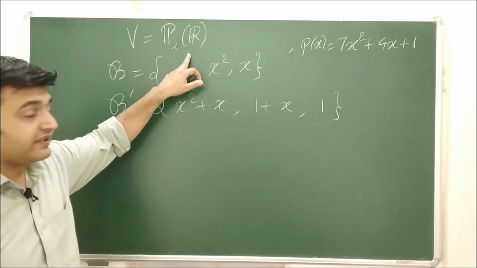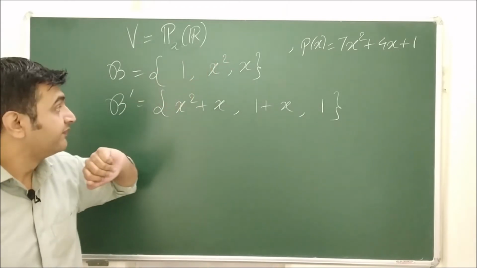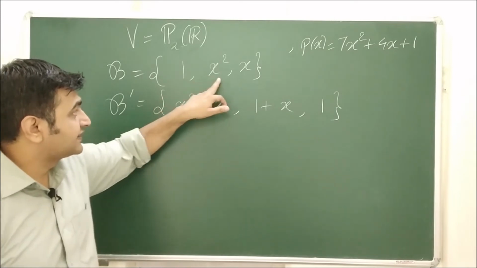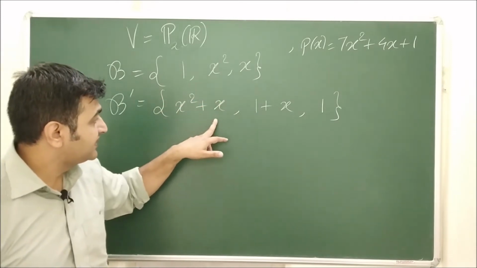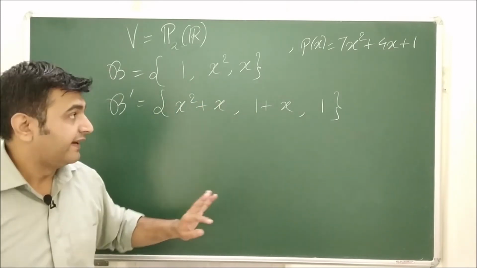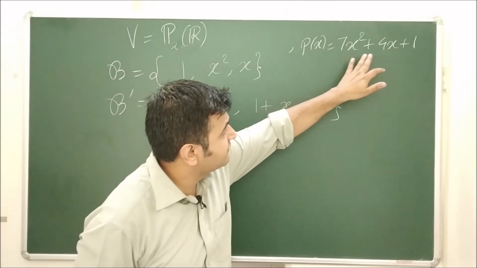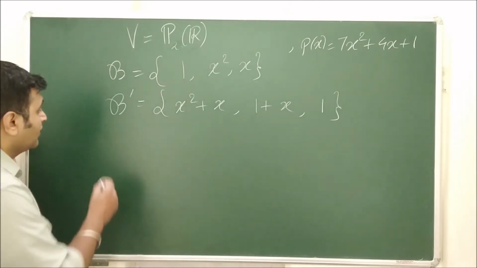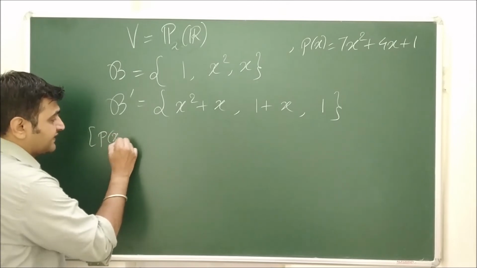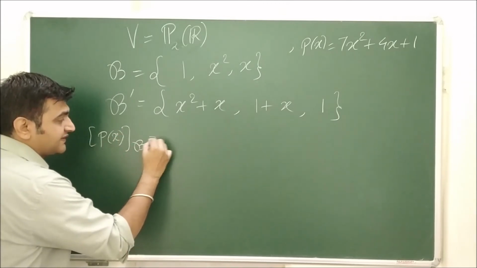We know that this is a three-dimensional vector space over real numbers. So let me take two bases. B is 1, x square, x; B prime is x square plus x, 1 plus x, and 1. And I am taking a polynomial as 7x square plus 4x plus 1. Now what is the coordinate vector of p(x) with respect to the basis B?